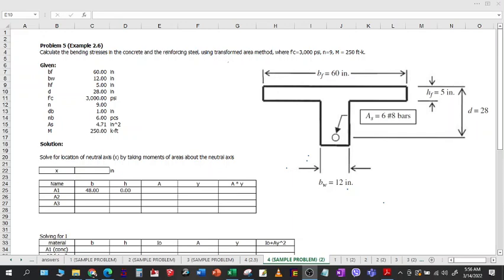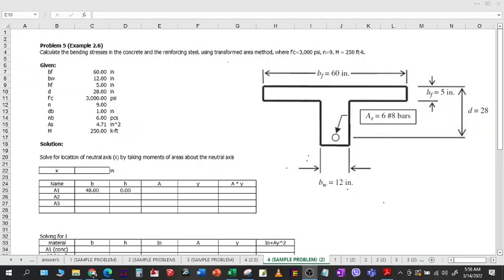Problem number 5, example 2.6. Calculate the bending stresses in the concrete and reinforcing steel using the transformed area method, where Fc prime is 3000 psi, n or modular ratio is 9, and M or bending moment is 250 foot-kip.